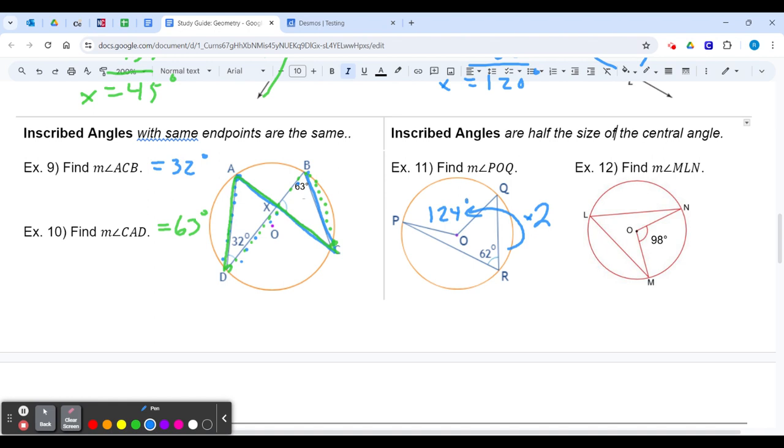Now, if I'm going the other direction and I want to move from the central angle to the inscribed angle, I need to divide by 2 because I'm going to half of that central angle. So 98 divided by 2 would give me 49 there as our inscribed angle MLN.